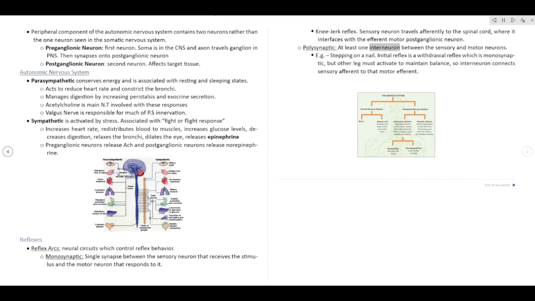Polysynaptic: at least one interneuron between the sensory and motor neurons. E.g., stepping on a nail. The initial reflex is a withdrawal reflex, which is monosynaptic, but the other leg must activate to maintain balance, so an interneuron connects the sensory afferent to that motor efferent.